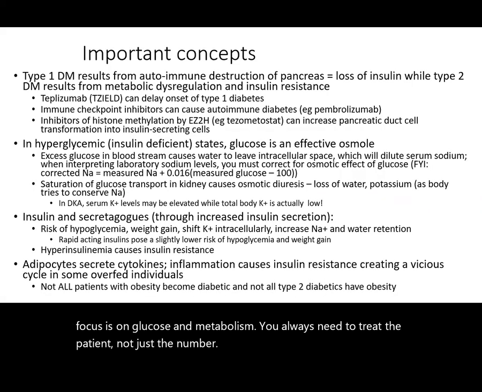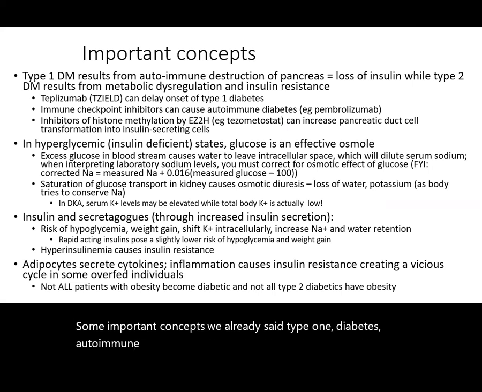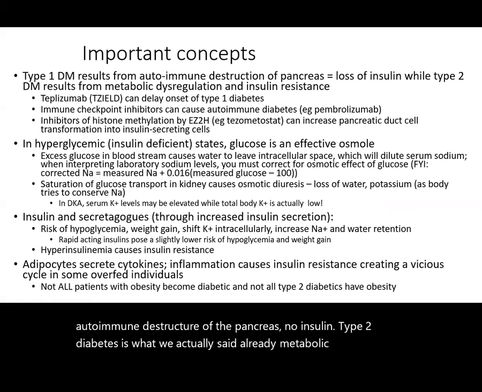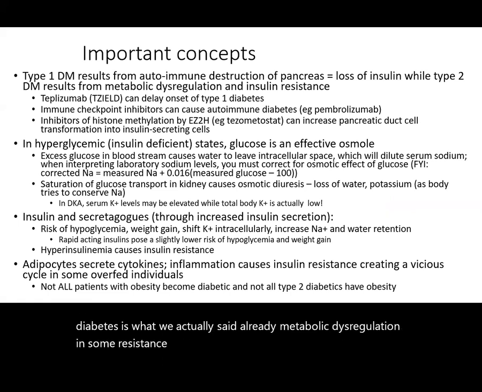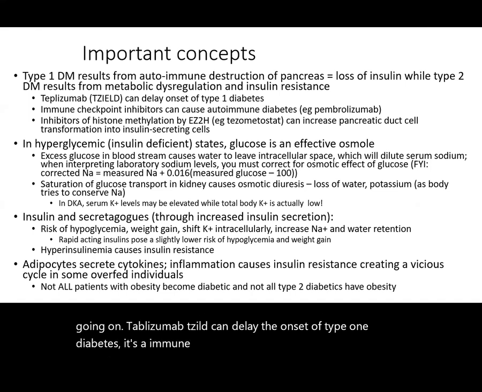Some important concepts. We already said type 1 diabetes, autoimmune destruction of the pancreas, no insulin. Type 2 diabetes is what we actually said already. Metabolic dysregulation, insulin resistance. Really exciting stuff for type 1 diabetes going on. Teplizumab, Tzield, can delay the onset of type 1 diabetes. It's an immune suppressant. It can delay type 1 diabetes by about 2 years.